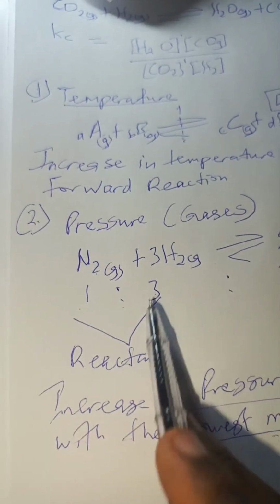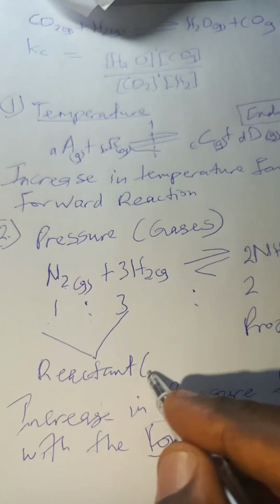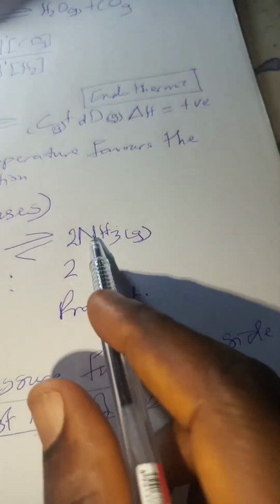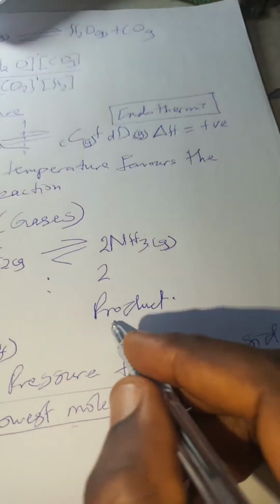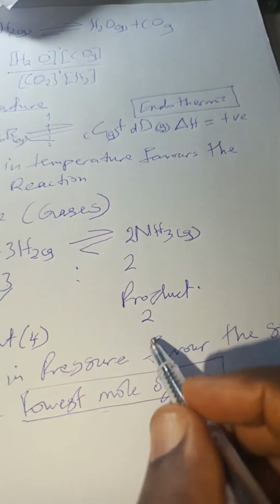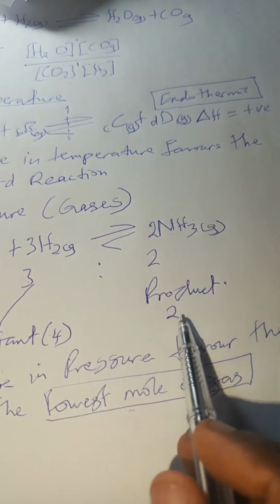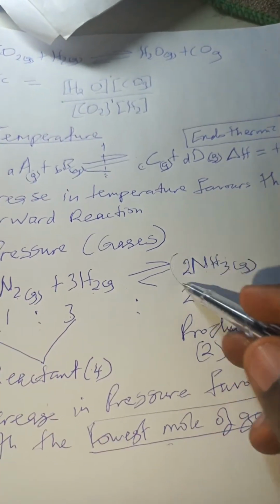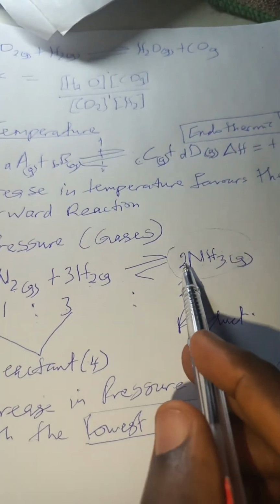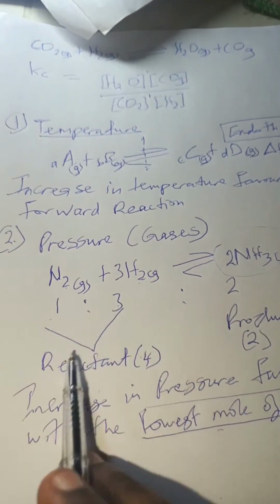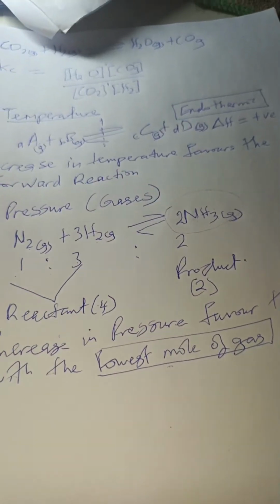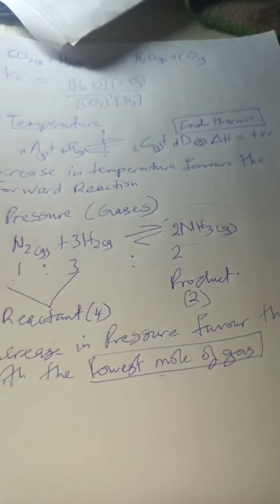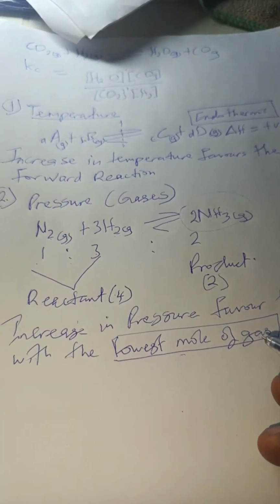1 plus 3 for the reactant. What is the mole? We have 4 moles. Here, for the product, what do we have here? We have just 2 moles. Now, this side has the highest, this side has the smallest. Okay, so increase in pressure will favor this side because there is only 2 here, and in the reactant we have 4. So increase in pressure will favor where we have the lowest mole of gases. That's what will happen where we have increase in pressure.